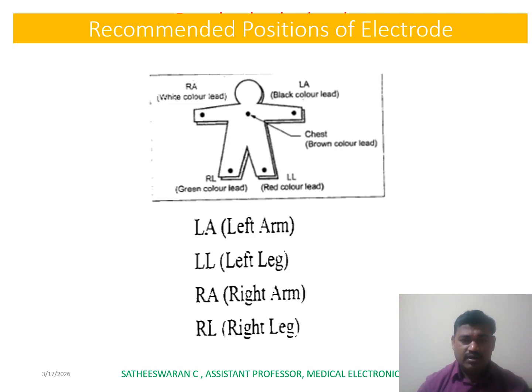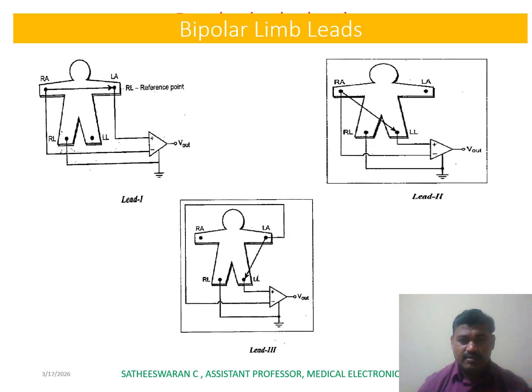Left arm, it is a black color lead. Right arm, it is a white color lead, and right leg, a green color lead. Then left leg, a red color lead. These are the recommended positions of electrodes for picking up the ECG.